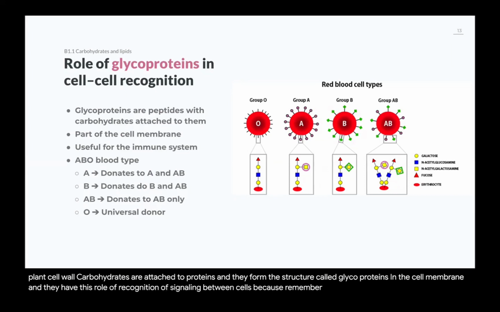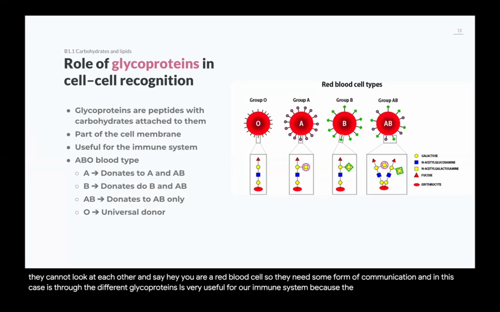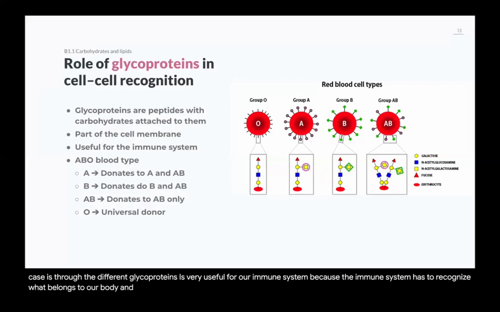Because remember, cells don't have eyes, they cannot see, they cannot look at each other and say, hey, you are a red blood cell. So they need some form of communication, and in this case, it is through the different glycoproteins. This is very useful for our immune system because the immune system has to recognize what belongs to our body and what does not. It has to separate the self from the other because the other could be a threat.